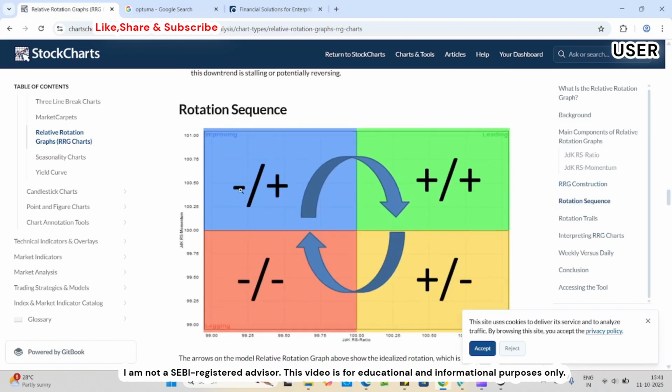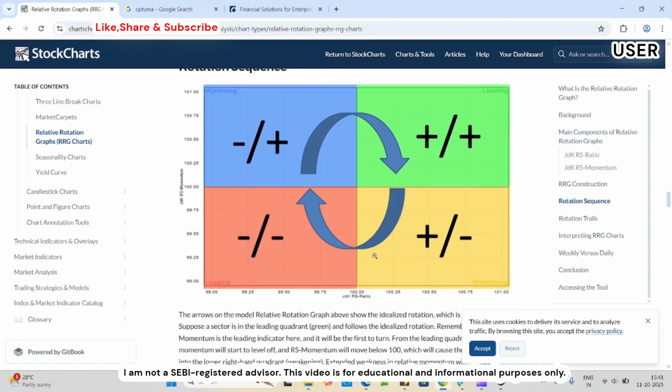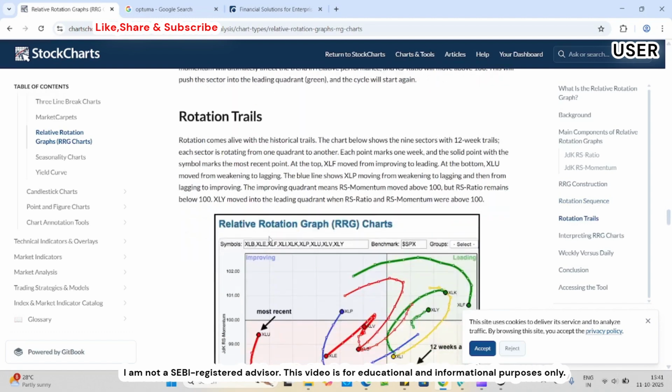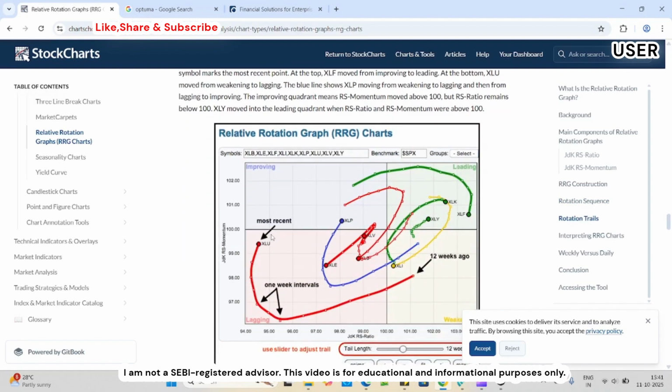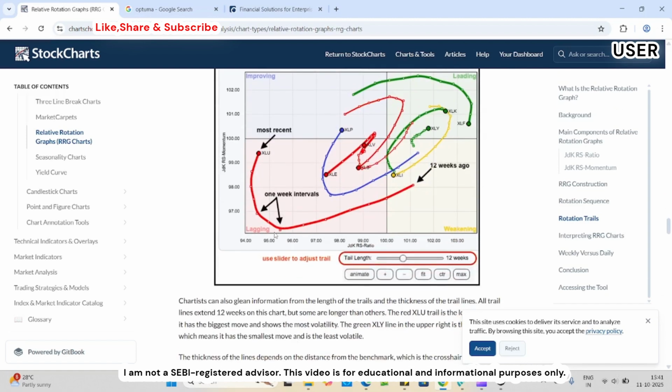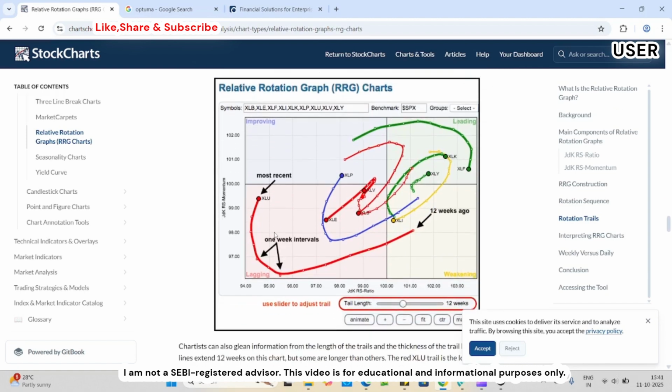So from negative to positive, this will be rotating here. Always. Believe me guys, this is a very useful tool, because it will change your view as well before investing in anything.